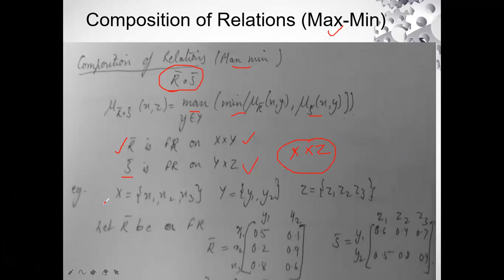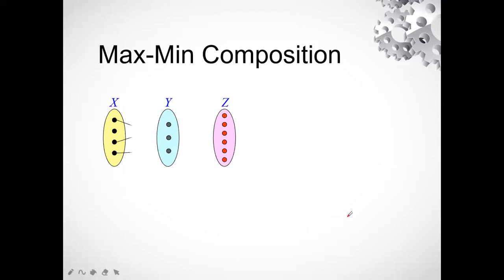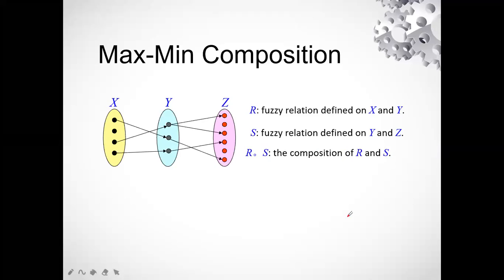Now let's say we have capital X as x1, x2, x3 having 3 elements. Y is another one having y1, y2, 2 elements, and Z is another one having z1, z2 and z3 as 3 elements. Now we are going to see it with the help of an example again. Let R bar be a fuzzy relation, and these two are the matrices. Let's understand first of all how it goes.